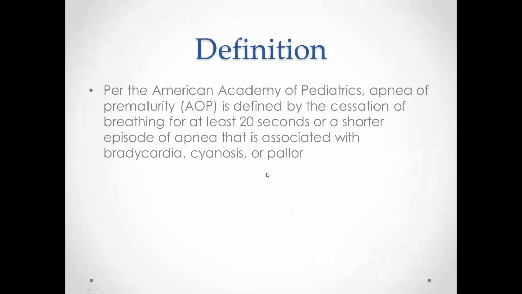So first off, we will just define apnea in general, as well as give a definition for apnea of prematurity. Apnea in general usually includes the pause or stopping of breathing for about 5 to 10 seconds. But based on pediatric guidelines, apnea of prematurity is defined by the stopping of breathing for at least 20 seconds, or a shorter episode of apnea which includes bradycardia, cyanosis, or pallor.